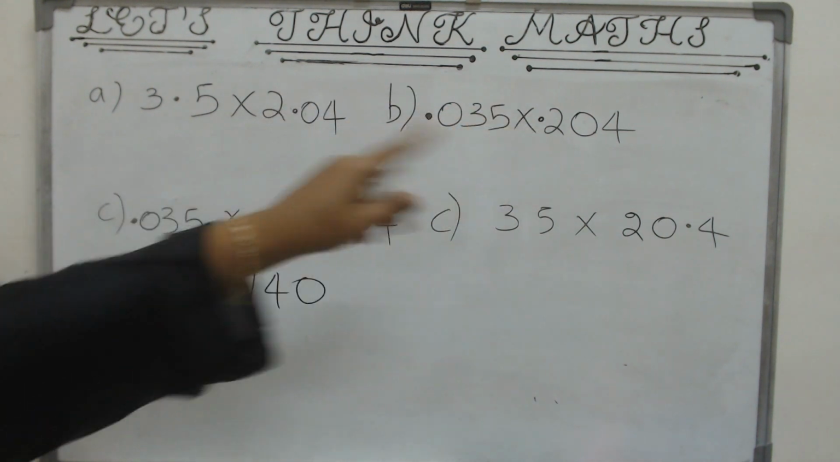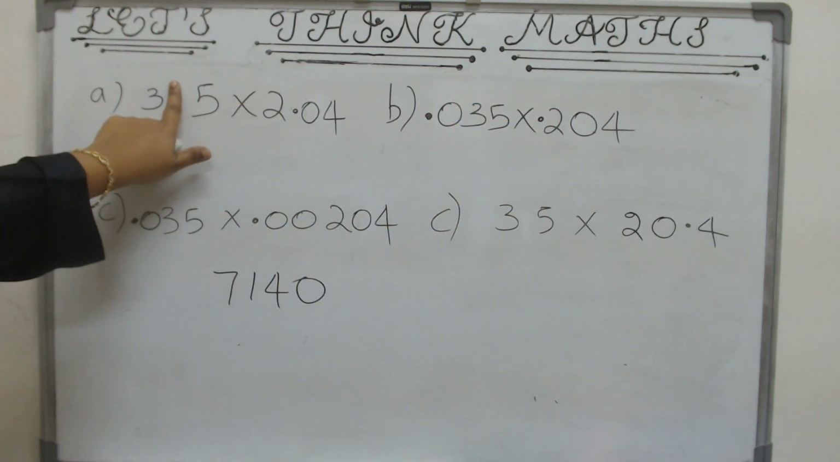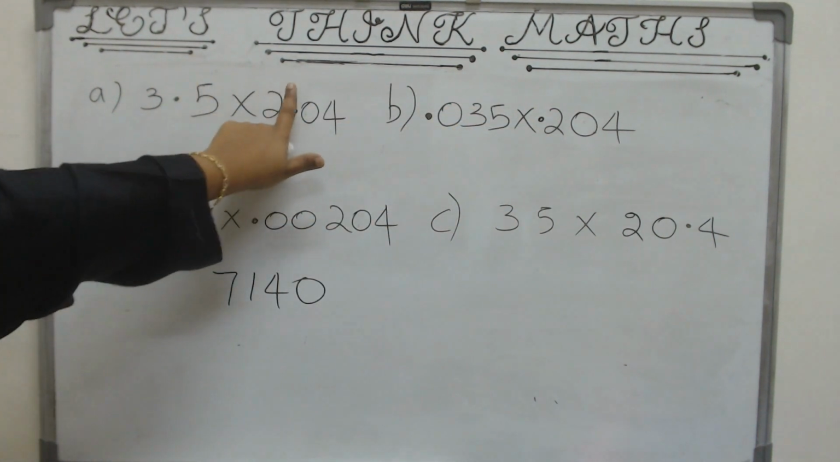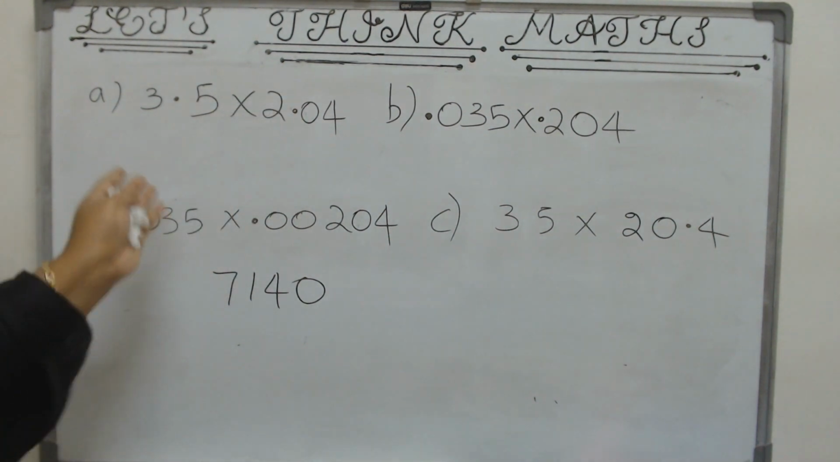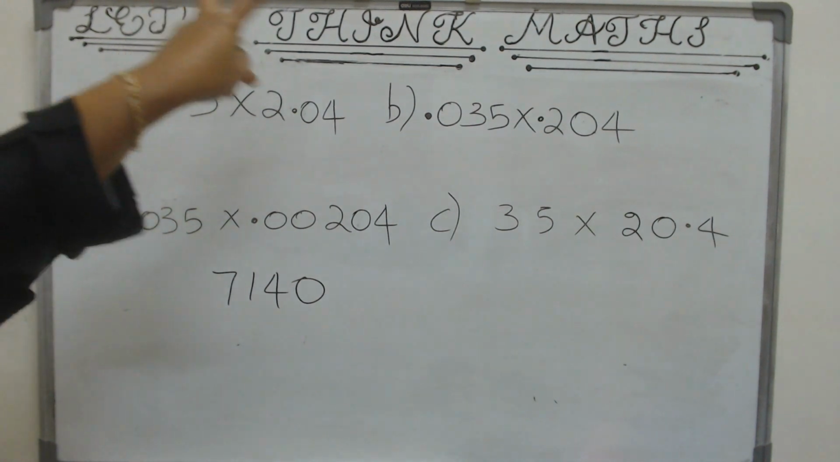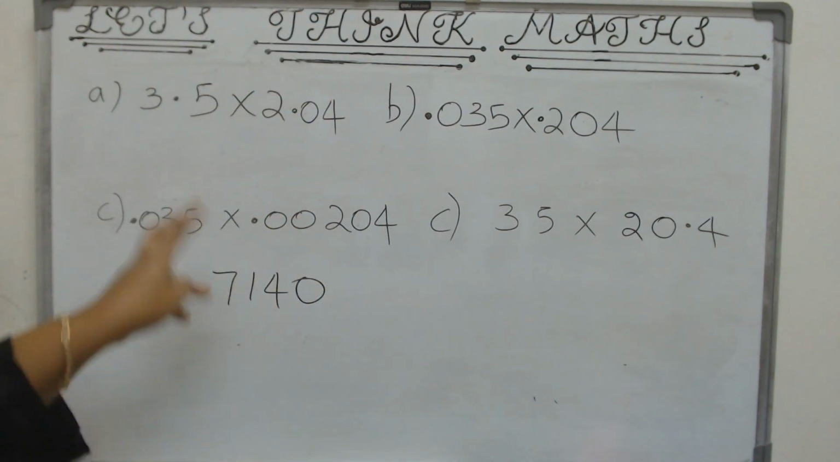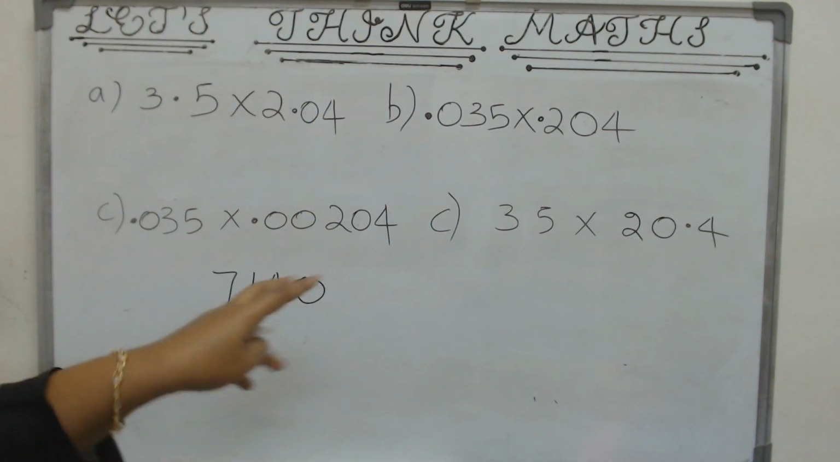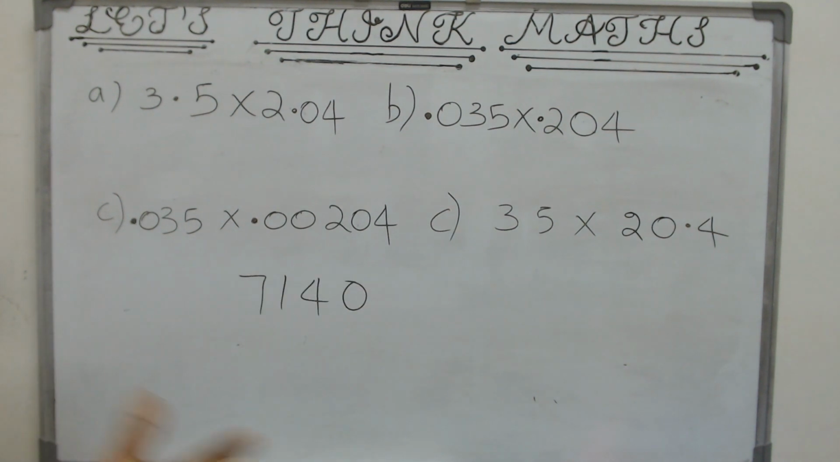Look at all these numbers. See them without the decimal point here. Without the decimal point, you will see that all these numbers are some form of 35 and 204. Similarly, all the answers will then be some form of this. What form? How are the forms going to be different?